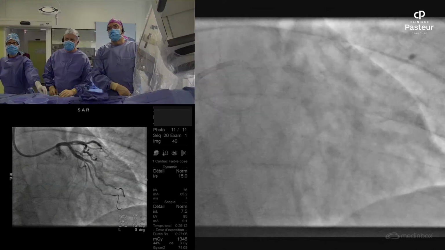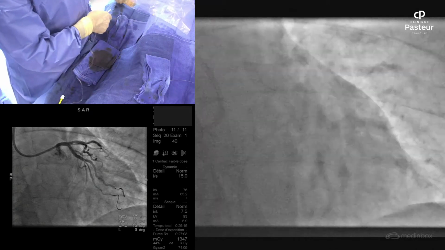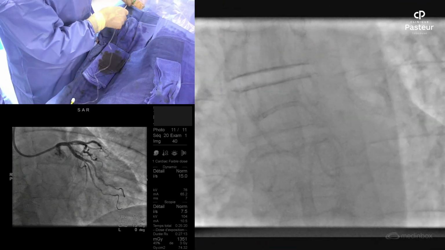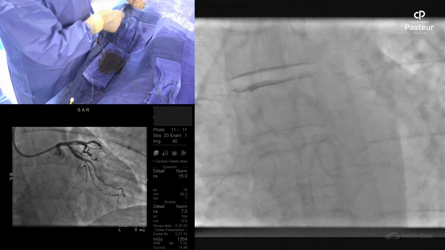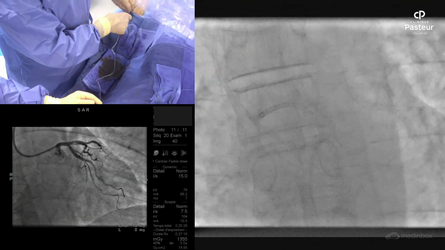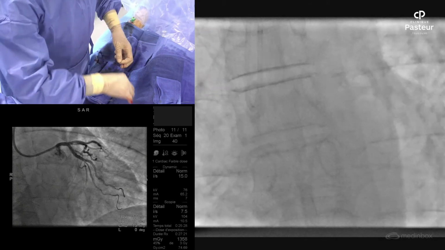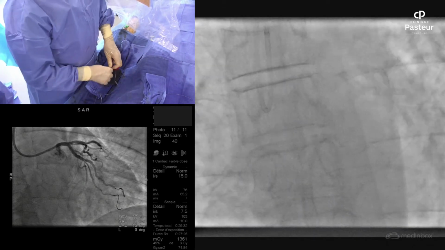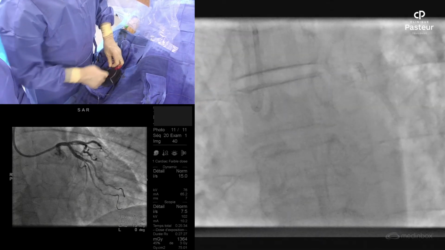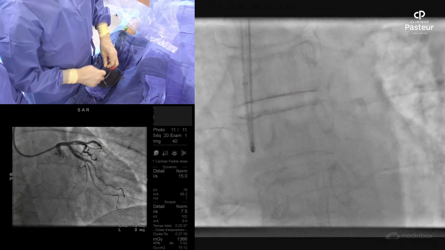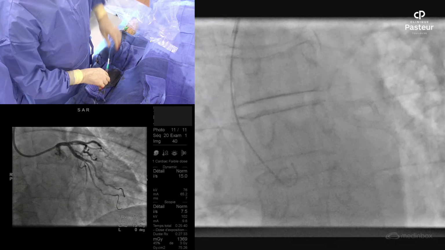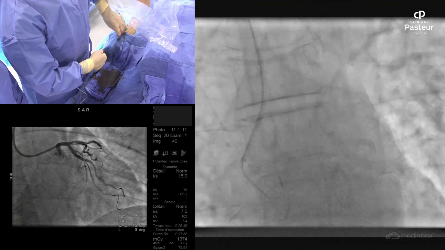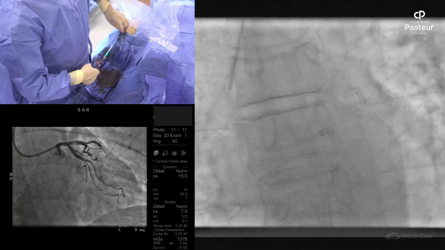Oops. So what I will do is to try to go inside the LV in order to open the guiding. If I cannot go inside the LV to open, we replace a J wire. I cannot. So sorry for that. But this is life. This is real life. Cannot turn it. Curious.